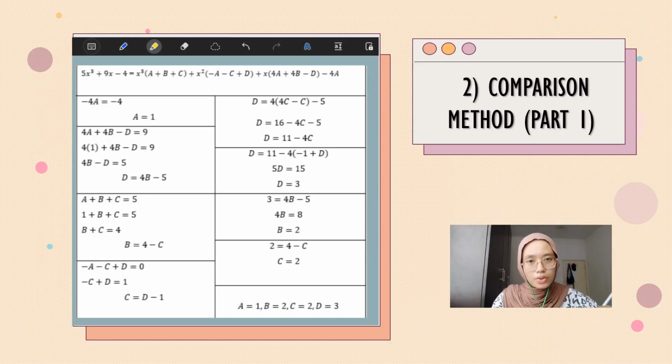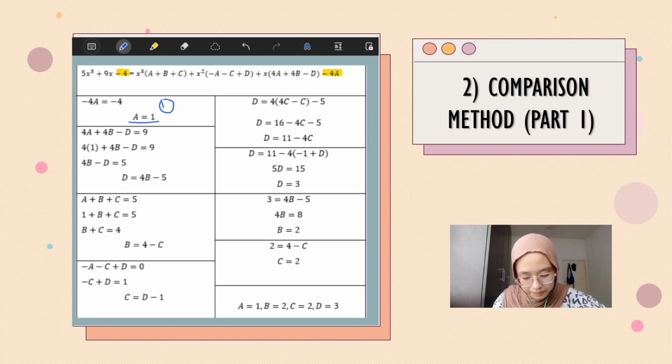Next, I will show you how to do the comparison method. To do the comparison method, we must look at the x on both sides of the equation. So, the first comparison is I will compare negative 4a with negative 4. So, this is the first comparison. And we will get a equals 1.